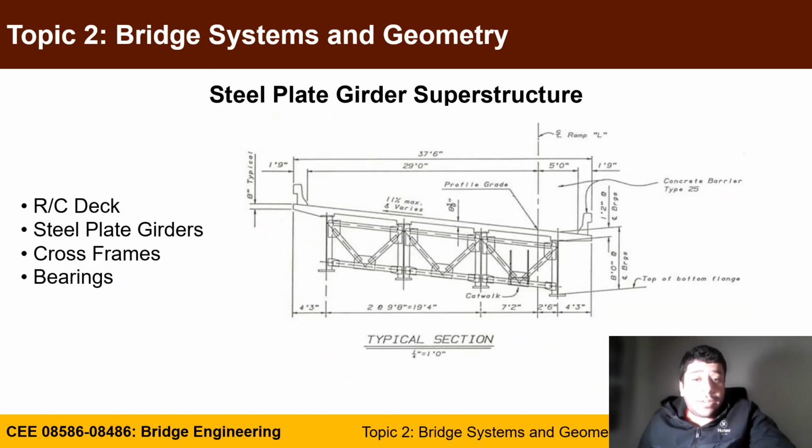And for steel plate girders, which is going to be the topic 6 for us in this class, you will have a slab that acts compositely with the girders. You will have steel plate girders, as you can see here. You will have the cross frames, as we discussed, to provide stability during construction, and also make the entire girder system act together. And these are also supported over the bearings.